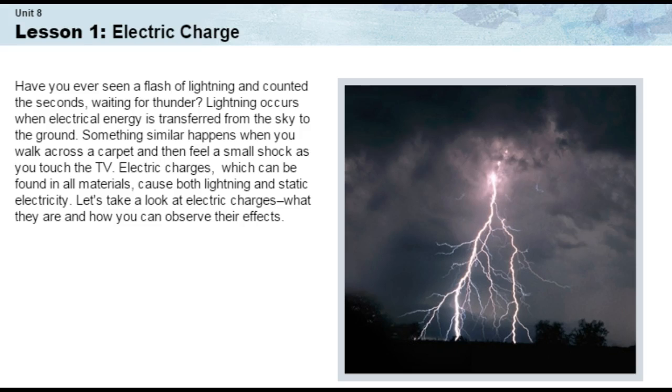Have you ever seen a flash of lightning or counted the seconds waiting for thunder? Lightning occurs when electrical energy is transferred from the sky to the ground. Something similar happens when you walk across the carpet and then feel a small shock as you touch the TV. Electric charges, which can be found in all materials, cause both lightning and static electricity. Let's take a look at electric charges, what they are, and how you can observe their effects.